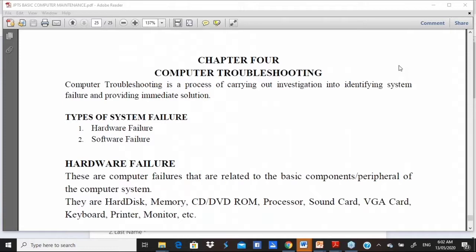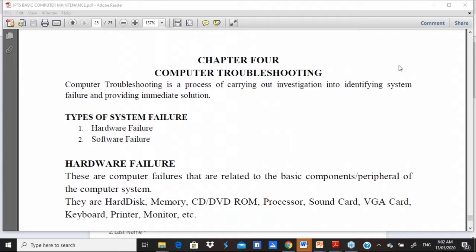What is troubleshooting? Computer troubleshooting is a process of carrying out investigation into identifying system failure and then providing immediate solution. So the process by which you identify the problem that the computer has and then being able to provide a solution to that problem, that process is known as computer troubleshooting.